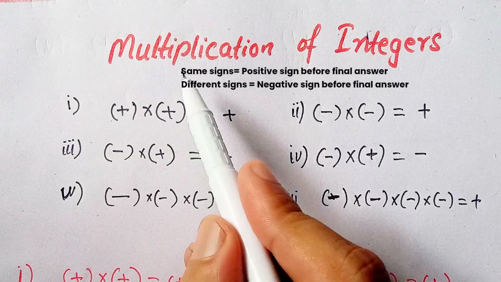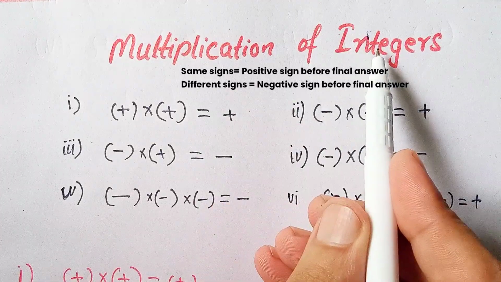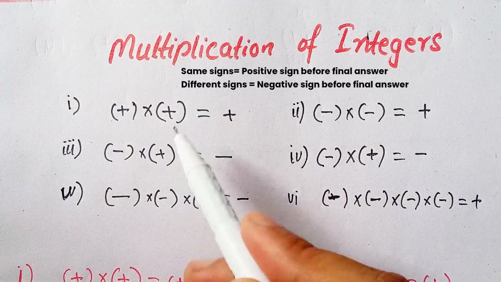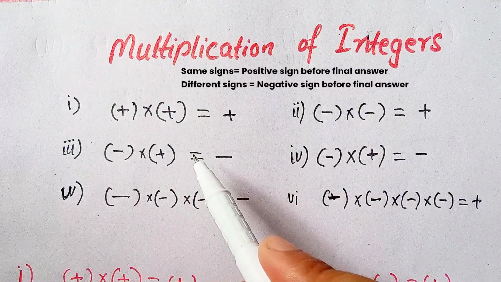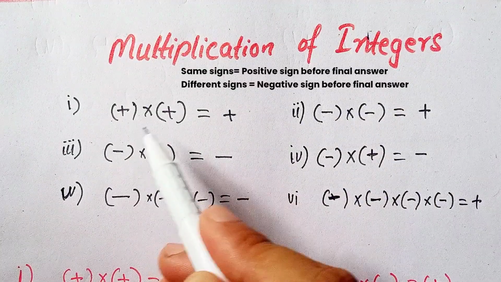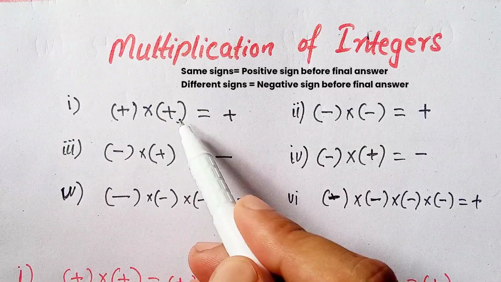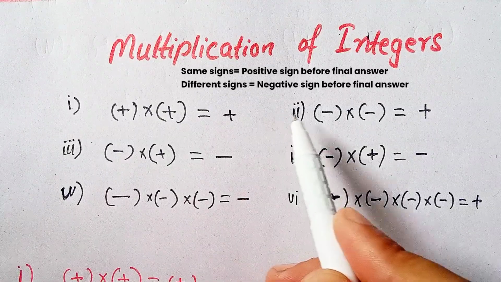Hi guys, in today's lesson we are going to focus on the multiplication of integers. But before going to multiply integers, first of all there are certain rules that we must keep in mind. The first one is that when we multiply two positive integers, the result will be a positive integer.